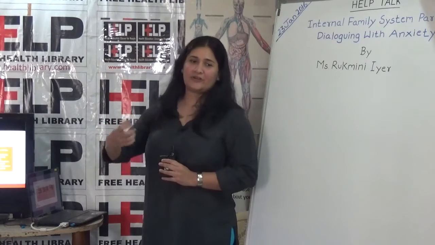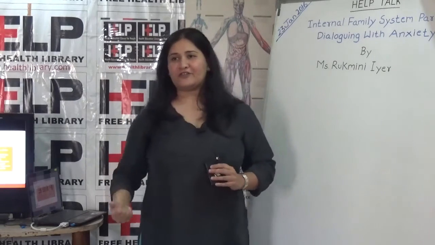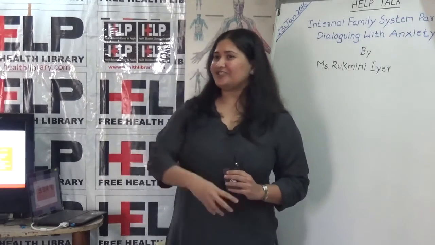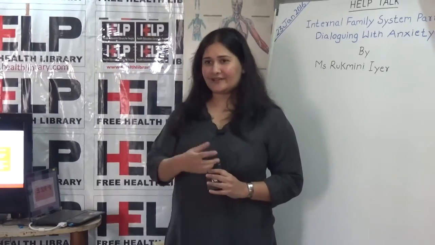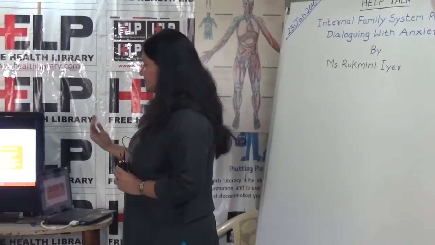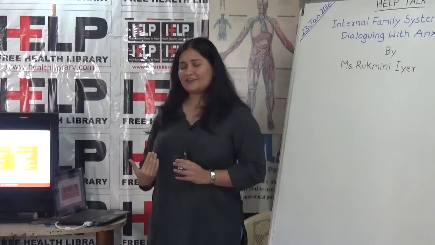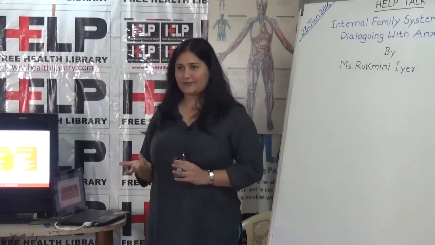So for example, a protector may sometimes make us feel addicted to alcohol, so that we don't touch emotions or thoughts or feelings that can be hurtful. So it becomes a mechanism to avoid certain things. So there's a manager part, there's a protector part, and there is ultimately an exiled part.